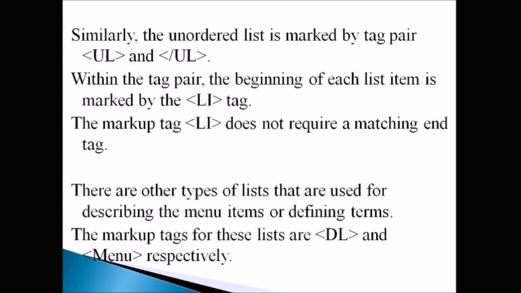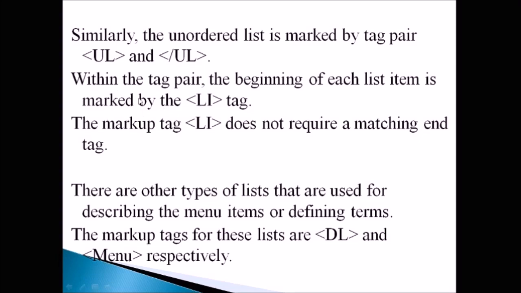And within the tag pair, the beginning of each list item is marked by the LI. LI does not have its matching tag. Okay. For example, if you make an unordered list, then it should be started with the tag UL with its respective closing tag. Within the block, all the list items should be given, isn't it?